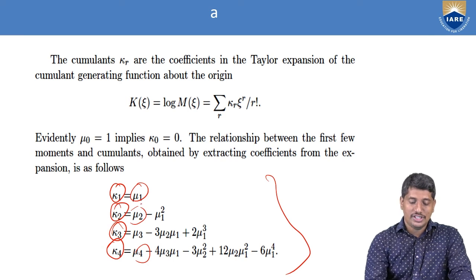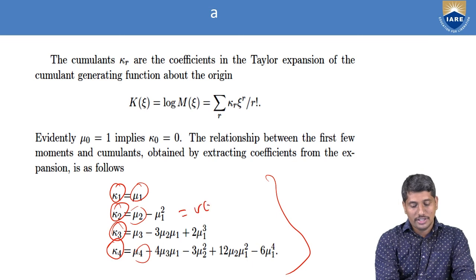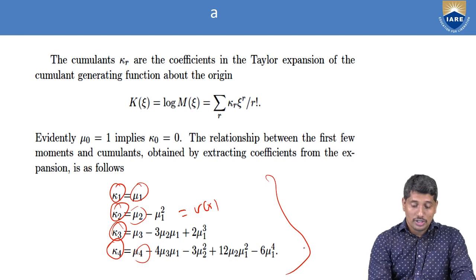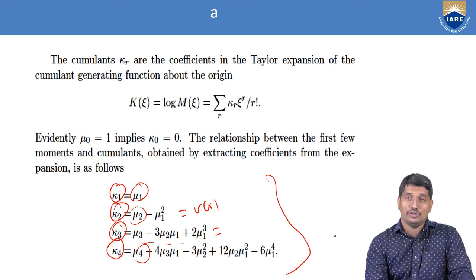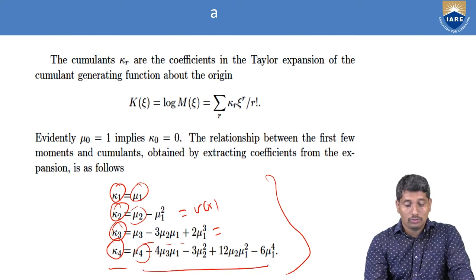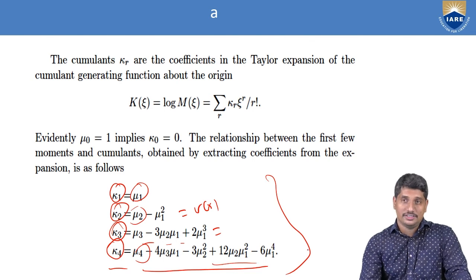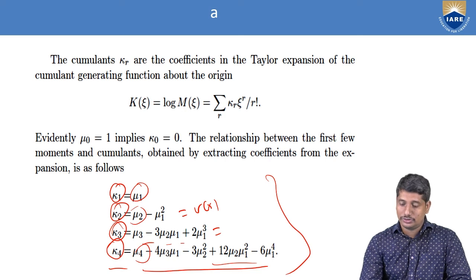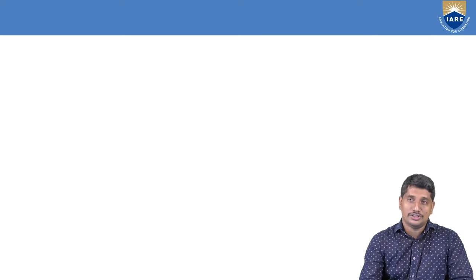K1 is always equal to mu1, and k2 is always equal to mu2 minus mu1 square, that is the variance. K3 gives you the value of mu3 minus 3 mu2 mu1 plus 2 mu1 cube. And k4 gives you the relationship between k4, mu4, mu3, mu1 and mu2, etc. So these four relations play an important role in the calculation of skewness and kurtosis. Now, our intention is to calculate the skewness and kurtosis of a normal distribution.